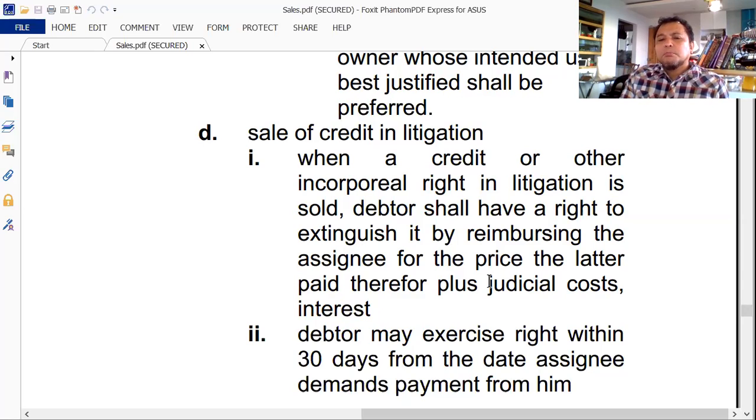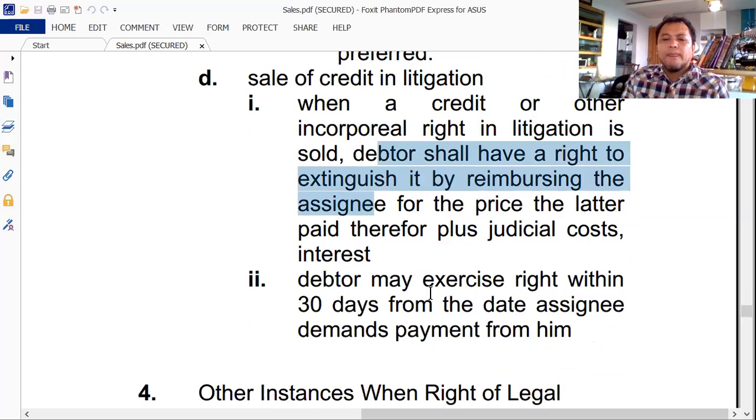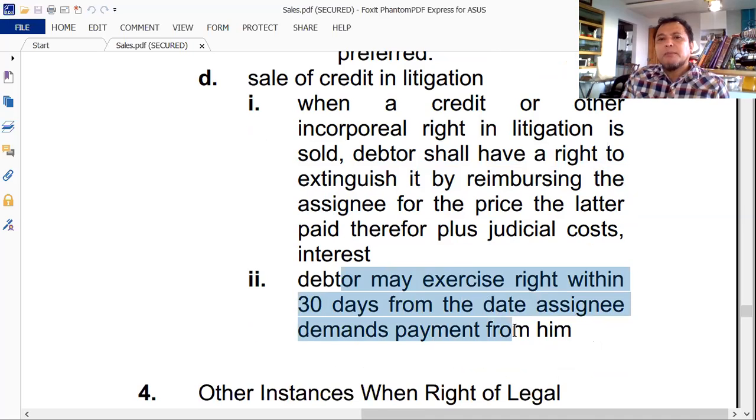So this pertains not only to credit but also to incorporeal rights. The debtor has the right of legal redemption as long as he reimburses the transferee or the assignee. So the prescription is within 30 days from the date the assignee demands payment from him.